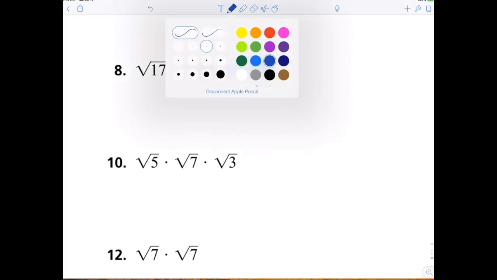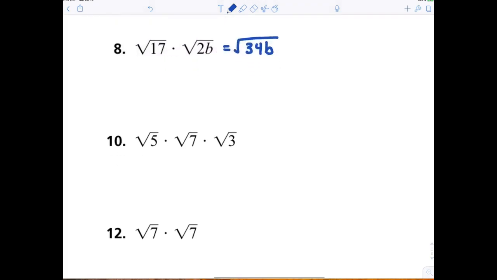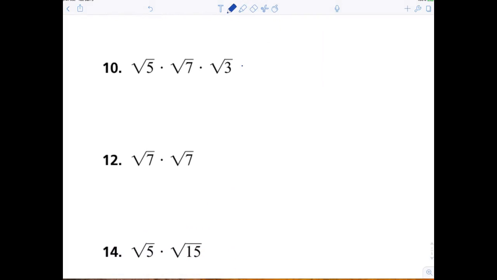And now, the last one that's easy before we move on to something a little bit more difficult. Square root of 5 times square root of 7 times square root of 3. Square root of 105.